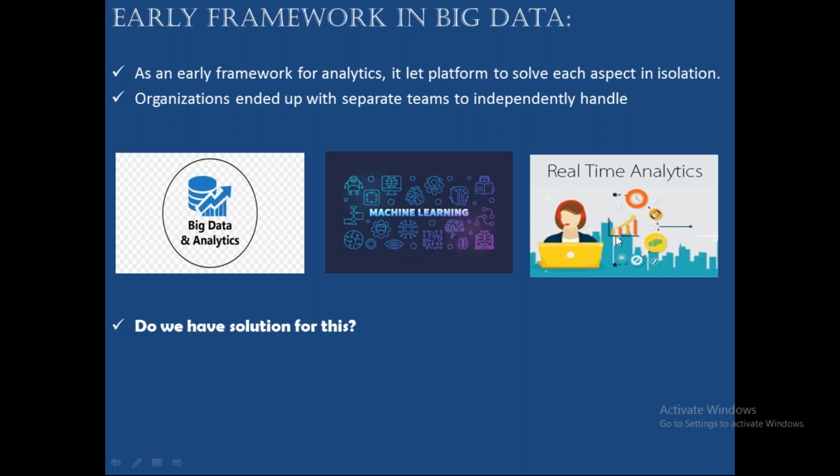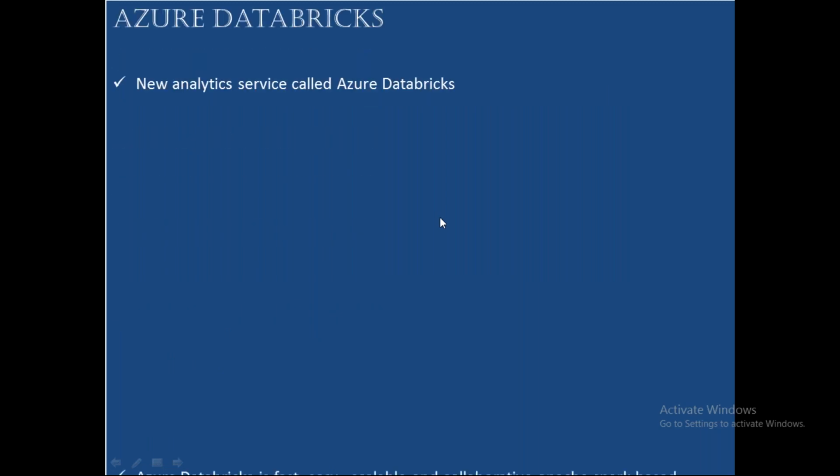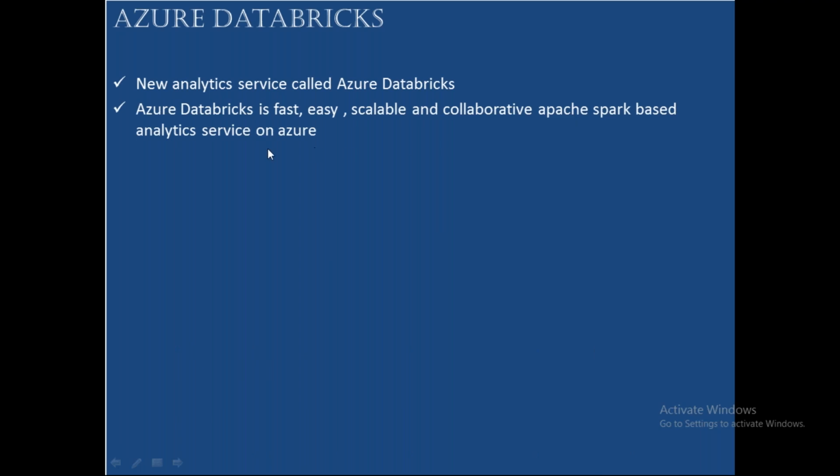Now, do we have any solution to handle this situation? Yes, now we have a new analytics service called Azure Databricks. It's a fast, easy, scalable, and collaborative Apache Spark based analytics service on Azure. Basically, it is very fast because in Databricks we are going to use Spark. Spark is in memory. If any service is in memory, it will be much faster.